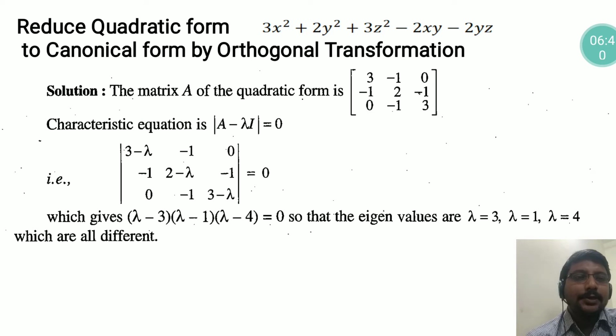Equating the product to 0, we will have 3 lambda values, that is lambda equal to 3, lambda equal to 1 and lambda equal to 4, which are all different. So these are the eigenvalues. Thus the second step is completed.